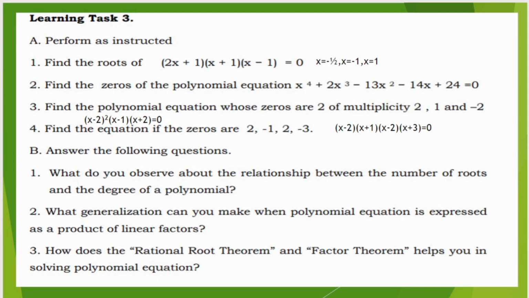So let's have learning task 3. Perform as instructed. Find the roots of 2x plus 1 times x plus 1 times x minus 1 equals 0. So in here, 2x plus 1 is equal to 0. So we're going to equate it with 0. Transpose positive 1, it will be a negative 1. And then divide both sides by 2. So we're going to have x equals negative 1/2.